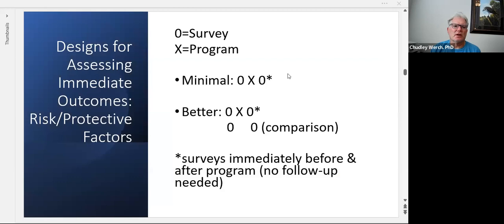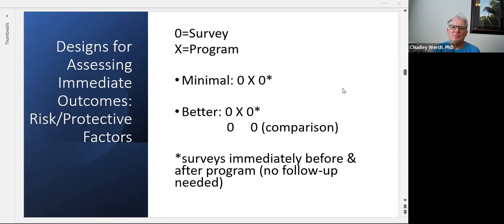We've got quite a bit more content here, so I'm going to keep pushing ahead. In terms of designs, how you implement your evaluation is important, and it depends on the types of questions you want to have answered and the quality. But typically, if you're using the immediate pre-post survey, the risk and protective factor survey, you'll use the minimum design, where an O is a survey and an X is your PPW program. So O is a pre-test, X implement your program, O is your post-test.